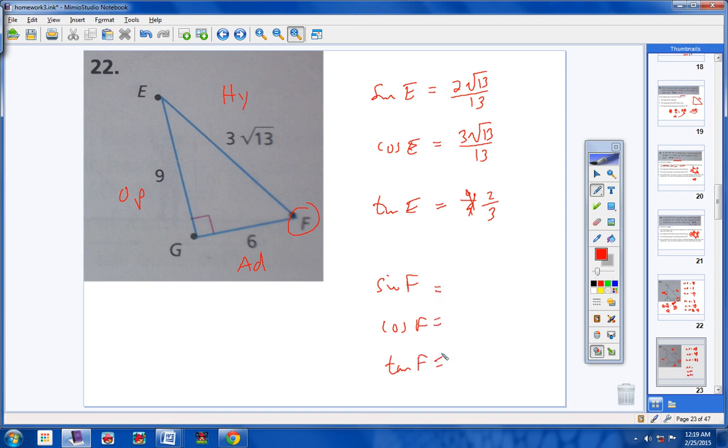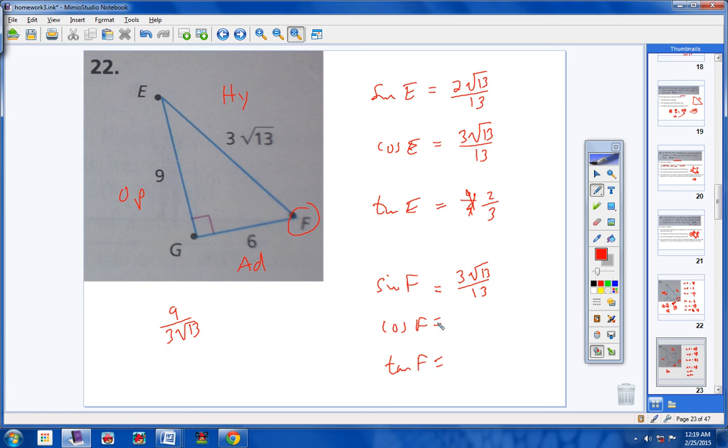Now, here we go. Guys, think about this for a second. The sine of F is going to be opposite over hypotenuse, 9 over 3 square root of 13. Well, students, if you'll look in your notes, we just rationalized this exact fraction right here for cosine, okay? So I'm not going to redo that. I'm just going to tell you you'll get 3 square root of 13 over 13, okay?